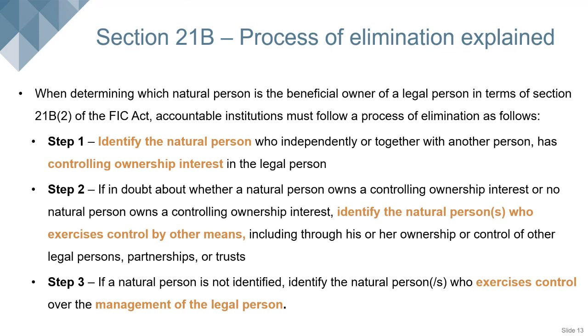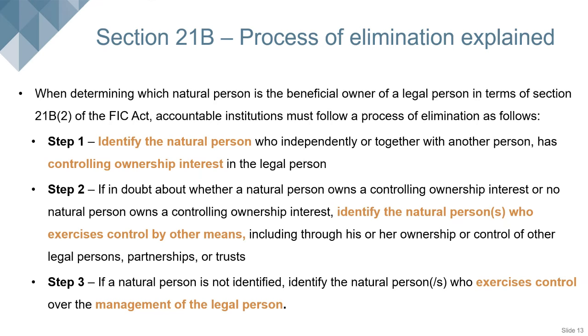So you need to identify the natural person who independently or together with another natural person, they own the controlling ownership interest in your client. If you can't identify a warm body, there's no person who meets the threshold of 5%. There's no warm body when you look at the client that meets that controlling ownership interest, that there's no one who owns that. You move on to step 2.